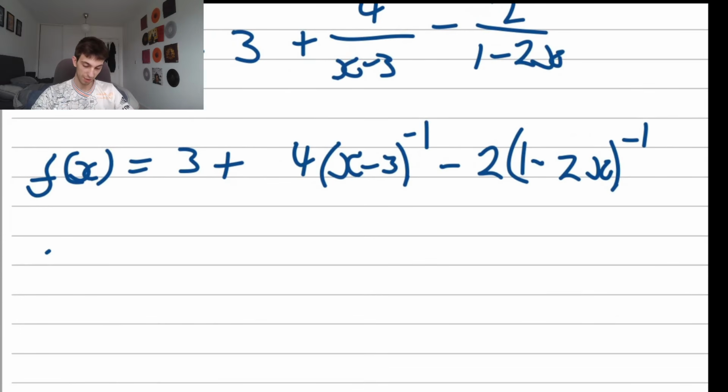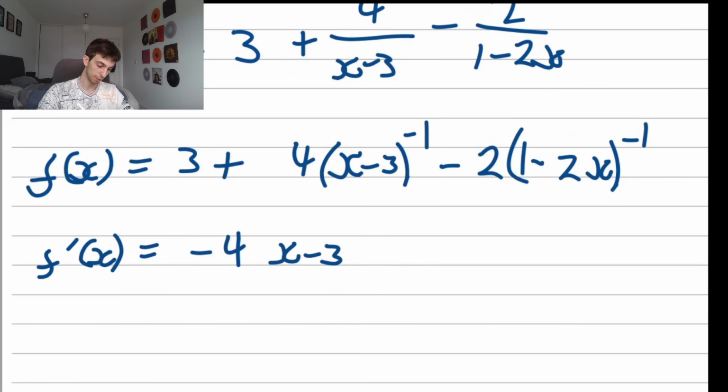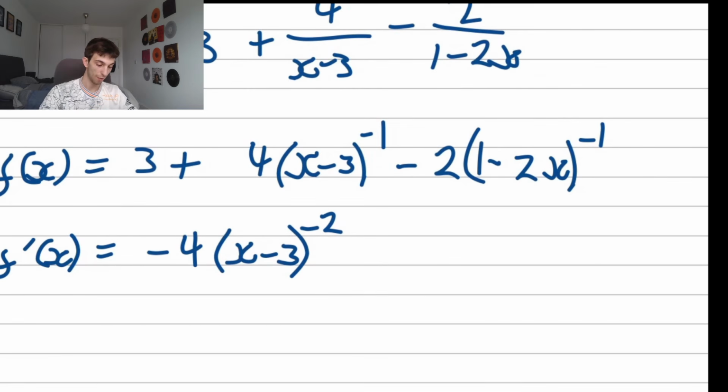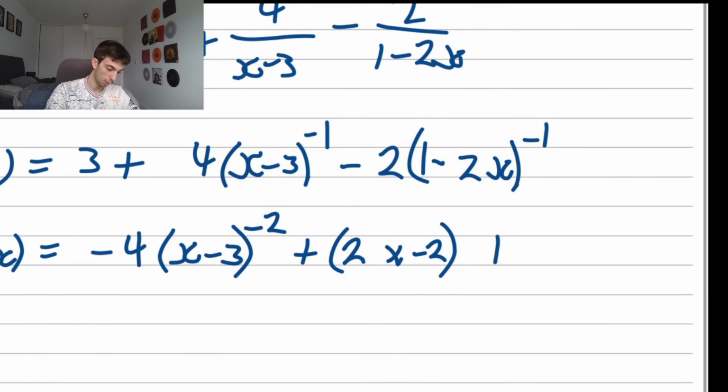So differentiating this, f dash x, the constant 3 will disappear. Then we have a little bit of chain rule. We bring that power down to the front and take 1 off the power. So that's going to be 4 times minus 1, which is minus 4, and we're going to have x minus 3 to the power of minus 2. We would also have to multiply by inside the bracket differentiated, but that is just 1. And then we have minus 2 multiplied by minus 1, so that's going to be plus 2 times. And then we also multiply by inside the brackets differentiated, so multiplying by minus 2, that's going to be multiplied by 1 minus 2x to the power of minus 2.